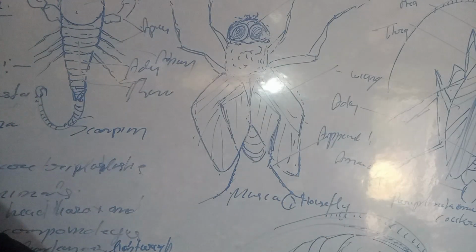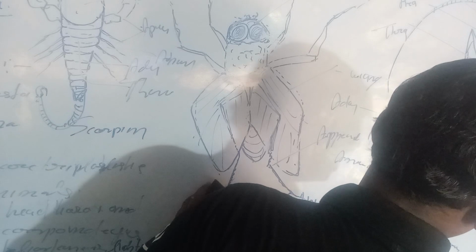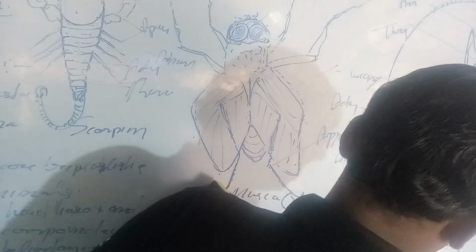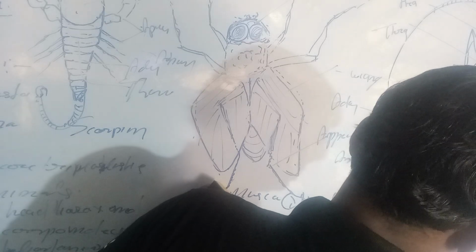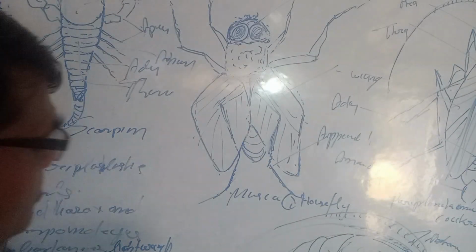So the carapace is available here, and the antennae are here. This is the antennae and this is the carapace, and these are the eyes, and these are the appendages. Okay, these are the structural parameters of the prawn.